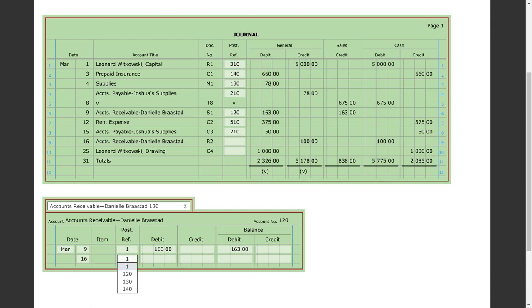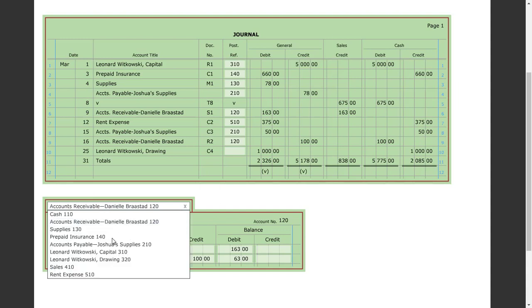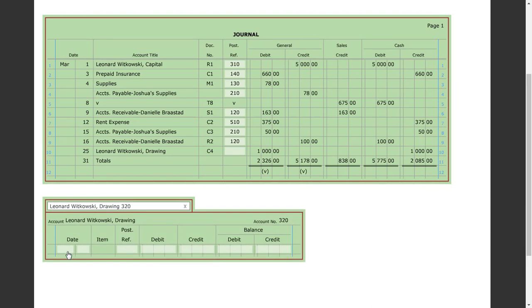And we can see on line 9 of the journal, when I look under my general credit column, it is going through and affecting it as $100. It previously had a debit balance of 163. So Jennifer, what's its new balance? As a, thank you. Account number 120 goes back up on top. Last line we're doing is page 10, which is Leonard Witowski drawing. March 25th, post reference is 1. We're debiting it for $1,000. And the last thing we do is put account number 320 back up on top.